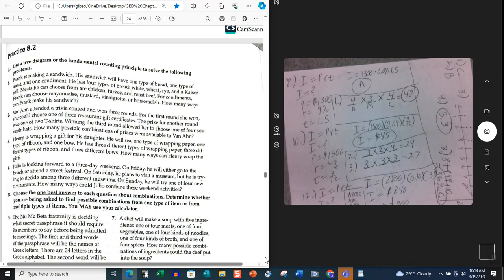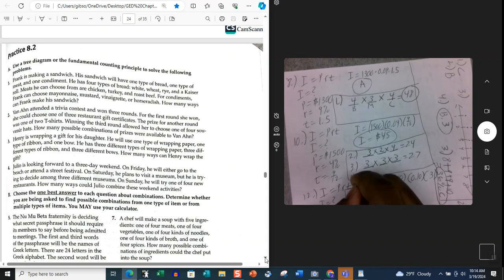Okay, now we go to number 4. Julio is looking forward to a 3-day weekend. On Friday, he will either go to the beach or attend a street festival. So he has 2 options for Friday. On Saturday, he plans to visit a museum, but he is trying to decide among 3 museums.